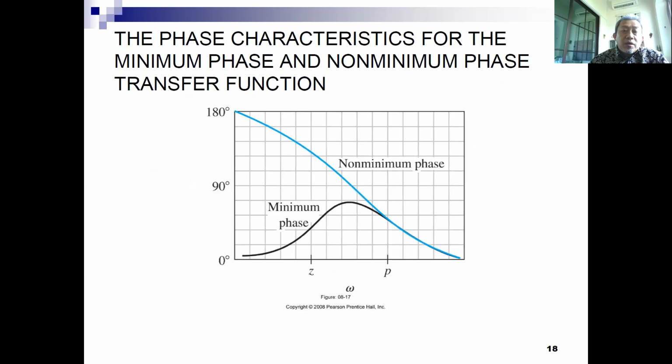And in the phase form, you can see that the phase diagram, or the Bode plot phase diagram, is shown here, where the non-minimum phase is the blue line, starting from 180 degrees, then slowly decreasing to 0 degrees. But the minimum phase is represented by the black line, starting from 0 degrees up to 80 degrees and going back to 0 degrees. This is the difference between the minimum phase and non-minimum phase transfer function using a phase Bode plot.